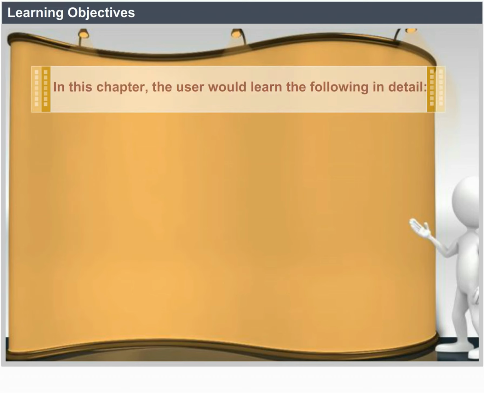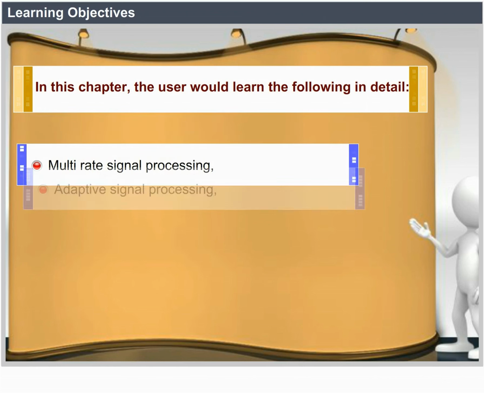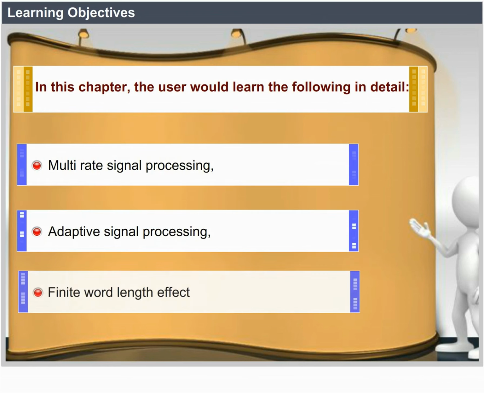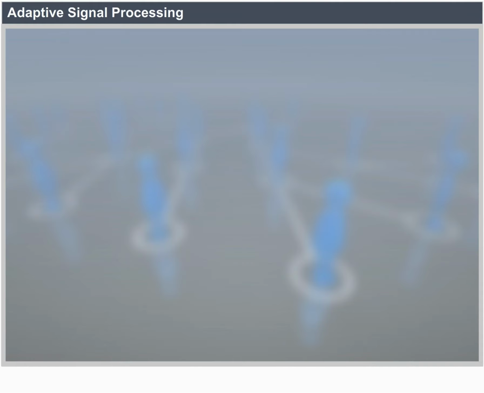Learning objectives. In this chapter, the user would learn the following in detail: multi-rate signal processing, adaptive signal processing, finite word length effect. Adaptive signal processing.